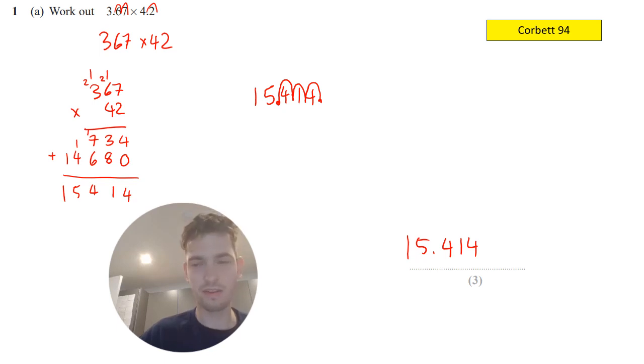So again, definitely worth you spending some time to practice this. It's very common for them to start off paper 1 in the first couple of questions by asking you to multiply two decimals together.